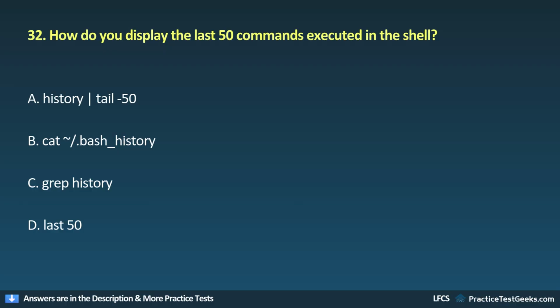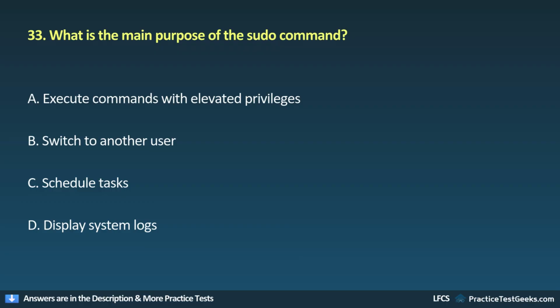A. history | tail -50. B. cat ~/.bash_history. C. grep history. D. last 50. 33. What is the main purpose of the sudo command?